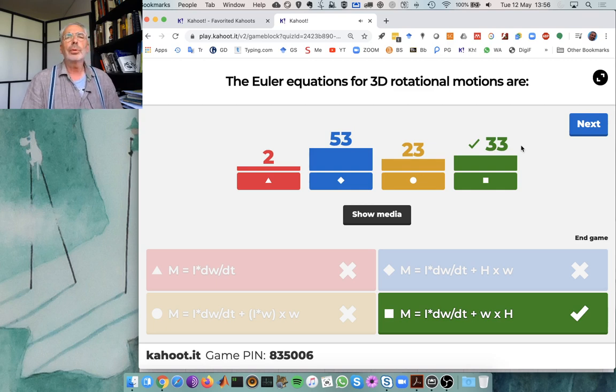Indeed, a difficult question. Now, I don't have to show the media to discuss the answer, because we know what it's about. The majority is wrong. So the majority, the blue or the purple, whatever, think this is the correct answer. Well, the first part is right, but the second part, the order, is wrong. It's not the angular momentum cross product with omega, but it's omega cross the angular momentum. So that's what I mean with getting the signs right.